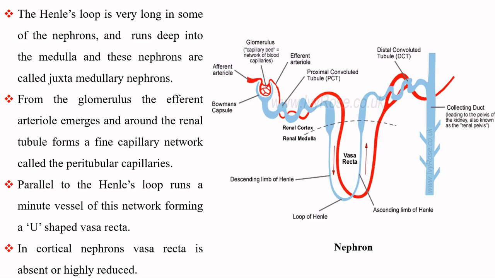are called juxtamedullary nephrons. From the glomerulus, the efferent arteriole emerges and around the renal tubule forms a fine capillary network called the peritubular capillaries. Parallel to the Henle's loop runs a minute vessel of this network forming a U-shaped vasa recta. In cortical nephrons, vasa recta is absent or highly reduced.